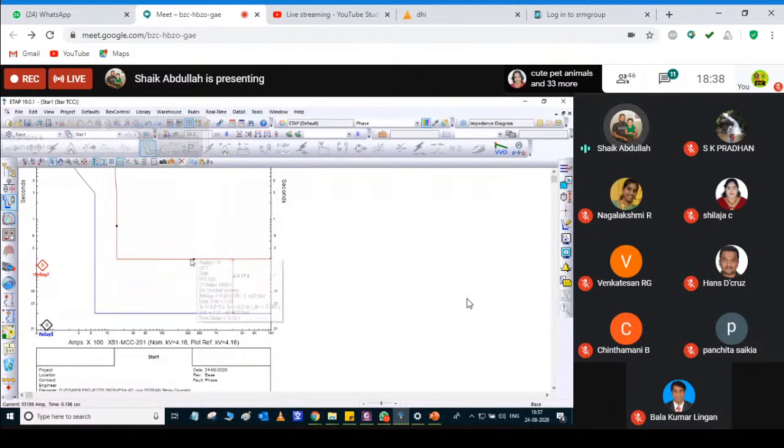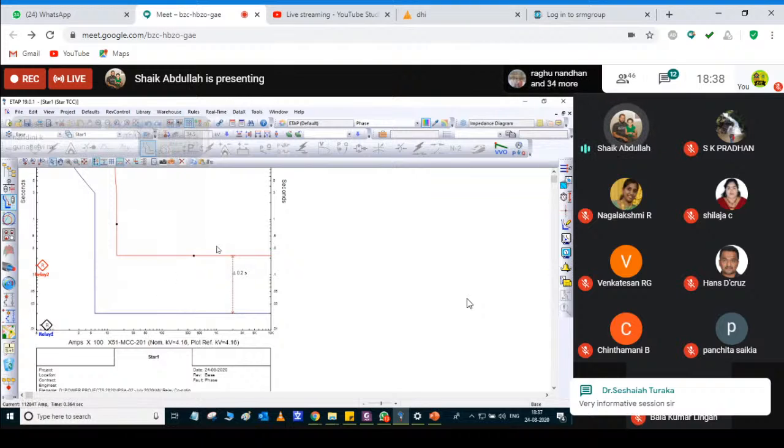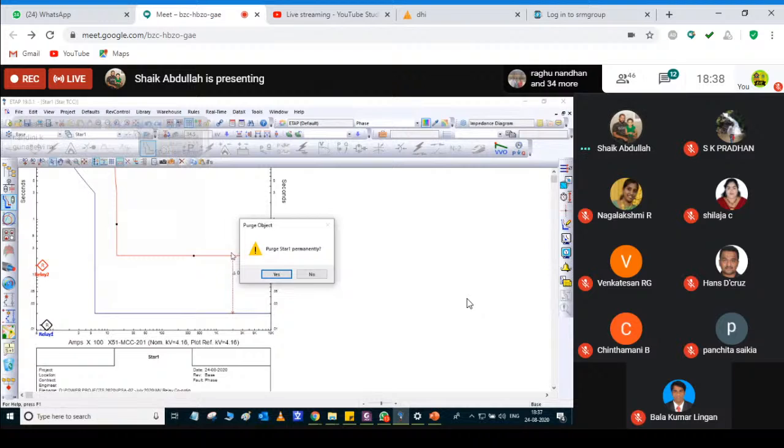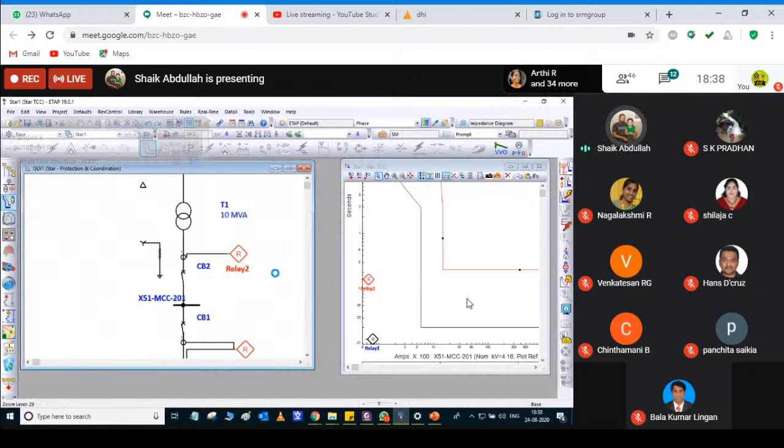Our recommendation is 200 milliseconds. Now it is 250 milliseconds, so I can reduce it to 210 milliseconds. I can adjust it to 210 milliseconds, and 200 milliseconds is maintained. This is the coordination time interval between your downstream and upstream. Now you can check whether I achieved the coordination or not.